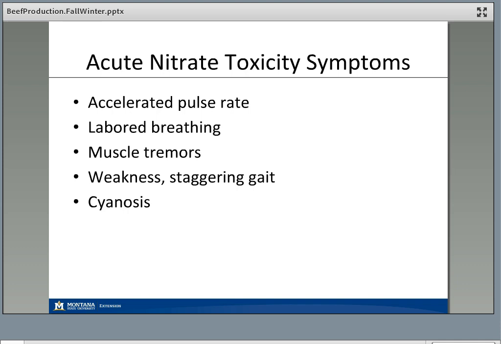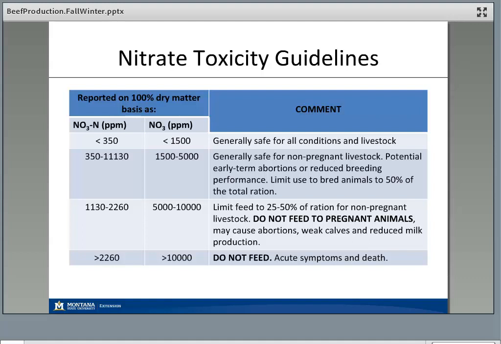So here are the NSU Extension nitrate toxicity guidelines. I will say that our guidelines are more conservative than some you'll see from other institutions, or that you might see from a testing laboratory. This is based on some career experience of our previous and current extension forage specialists, and so just let you know now that these are more conservative.